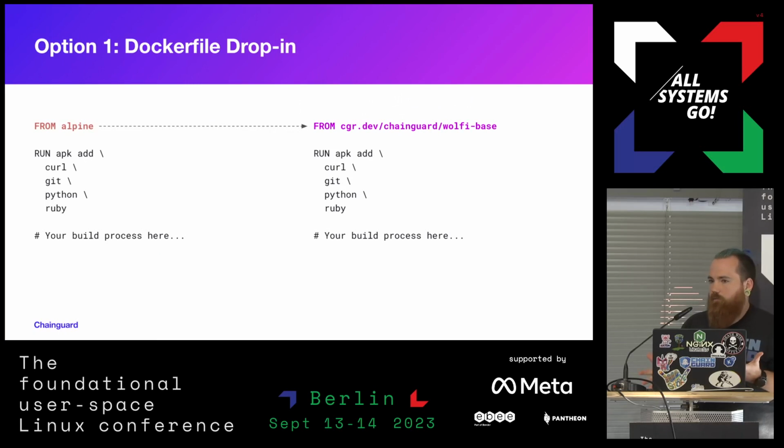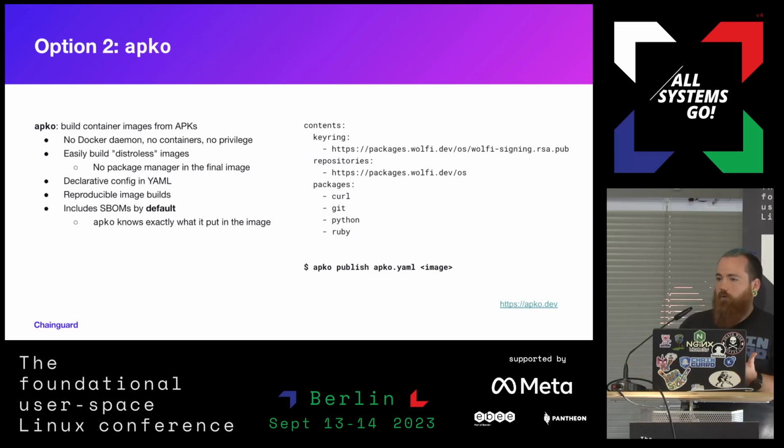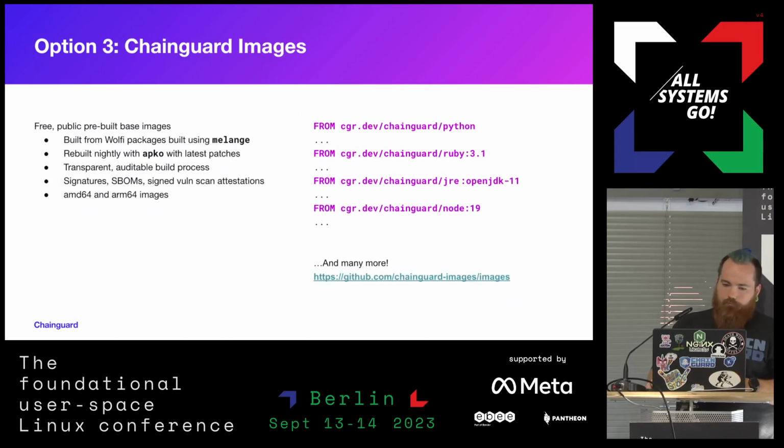There are a couple of different options. We said that it was a drop-in option. So if you're using Alpine, we have rebuilt, like I said, a lot of good new tools, all of the major programming languages. So if you needed Ruby or Python, you can just do a drop-in replacement with the Wolfi base. You can also build your own images. You can use APKO and Melange to build your own packages and your own container images. Again, another option here: it doesn't need a Docker daemon, no containers, no privileges, all of the fun stuff that we just talked about. Or you can just use the container images directly.